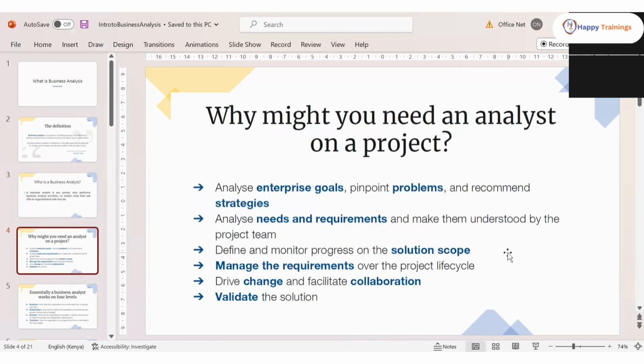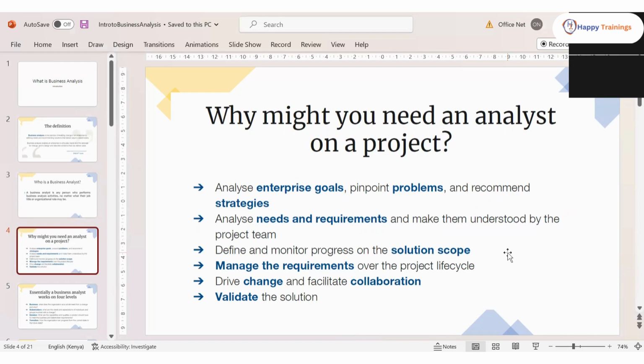Why might you need an analyst on a project? Because we have to analyze the enterprise goals, pinpoint problems, and recommend strategies, analyze needs and requirements and make them understood by the project team, define and monitor progress on the solution scope, manage the requirements over the project lifecycle, drive change and facilitate collaboration, and validate the solution.